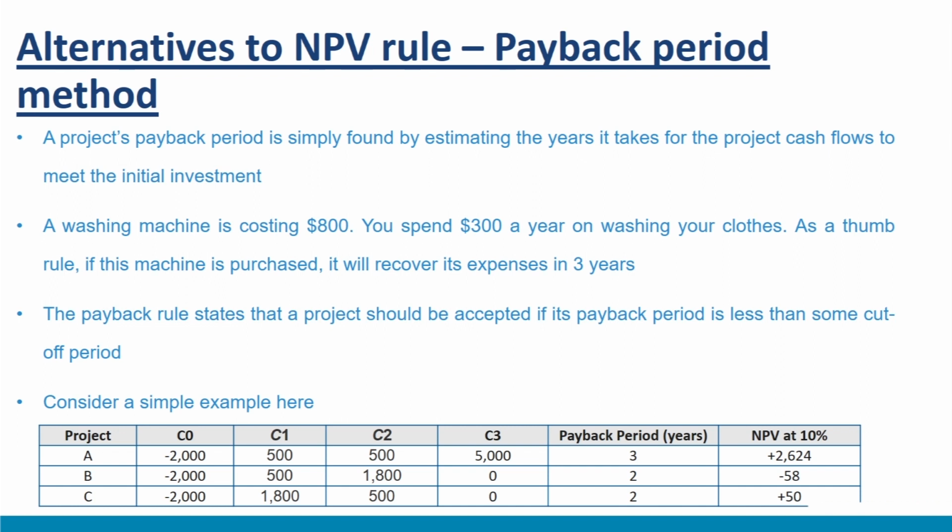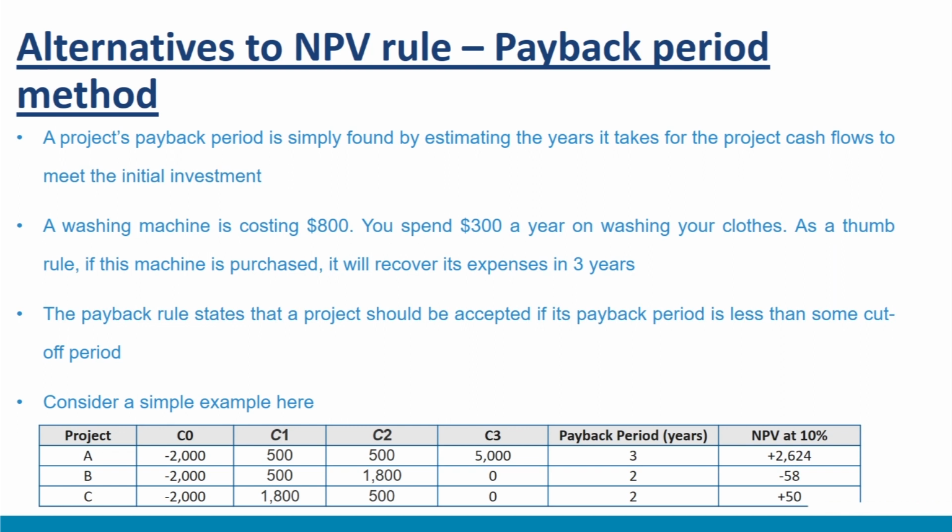The payback rule states that a project should be accepted if its payback period is less than some cutoff period. For example, in the previous case, if the cutoff period is 4 years, then the washing machine will be purchased. Consider a simple example shown here. Cash flows corresponding to projects A, B, and C are provided along with their payback period and net present values at 10% discount rate. The NPV, that is net present value rule, suggests accepting projects A and C but rejects project B. Contrasting results are obtained as per the payback rule.